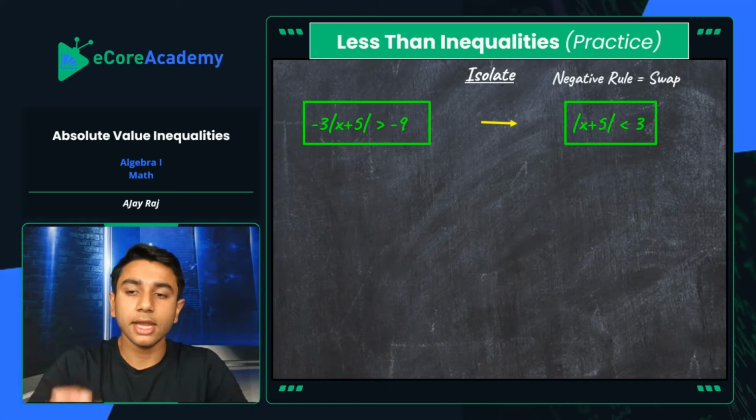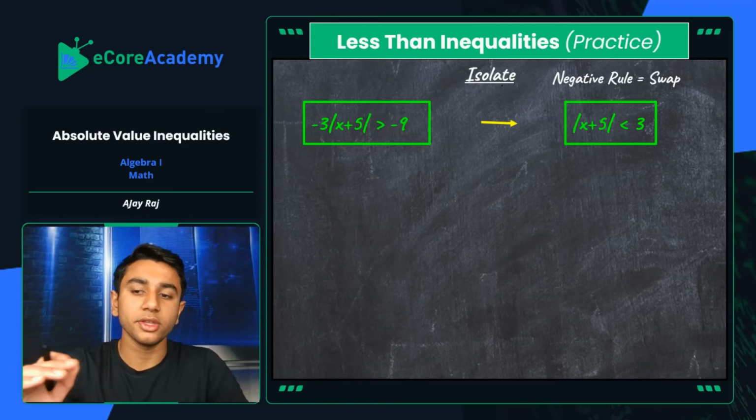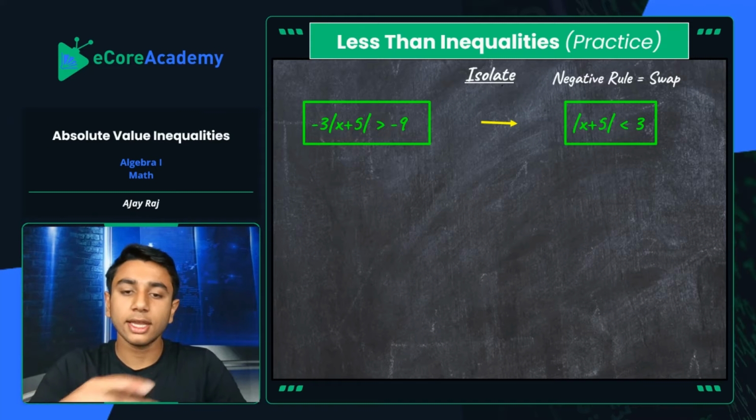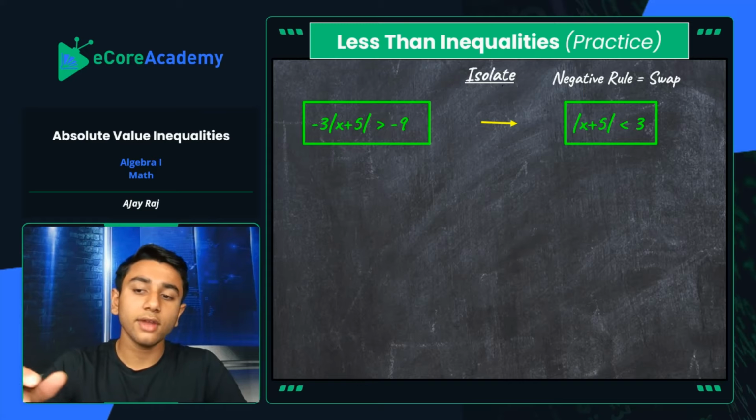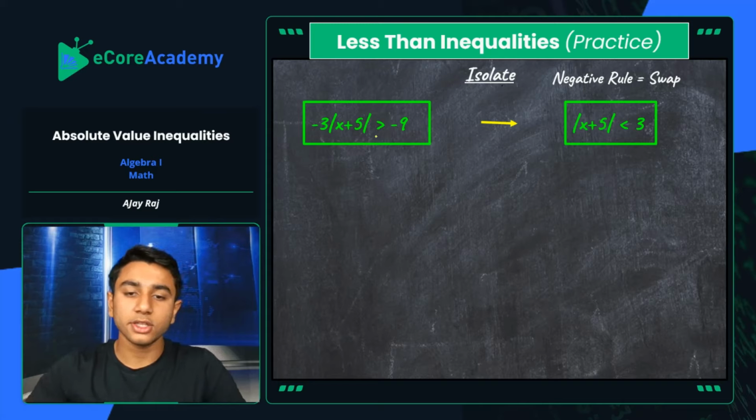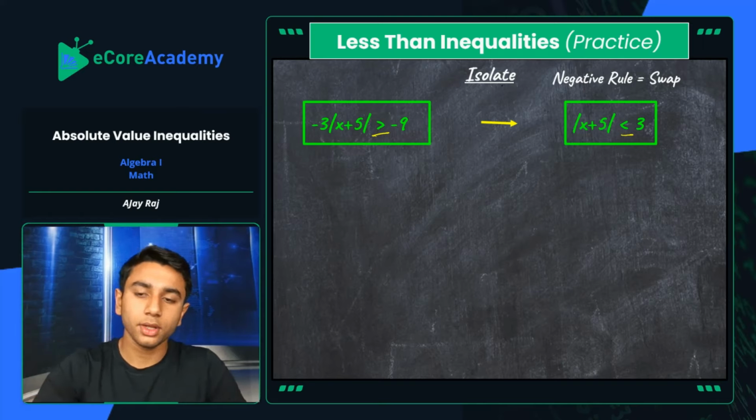Now, remember the negative rule. The negative rule always implies a swap in the inequality sign, and also a swap in the sign of the integer value itself. So when we divide by -3, it cancels out -3 from the x plus 5 side, and then when we divide -9 by -3, we're given a 3, and here we're merely flipping the sign as well because you divided by a negative. That's what the negative rule means. When you divide or multiply by a negative, always flip the sign.